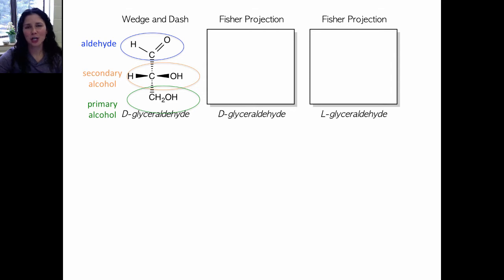Now let's draw the Fisher projection for D-glyceraldehyde. Conveniently, it's already in the orientation so that you can just put the crosses and add the functional groups on the ends of the bonds. So this cross here represents this chiral carbon. If I want to draw a Fisher projection of L-glyceraldehyde, I can tell that this is actually the enantiomer of D-glyceraldehyde. These two molecules have the same root name, and the only difference in their name is D or L. So when I draw this Fisher projection, I'm going to draw the mirror image of the chiral carbon.